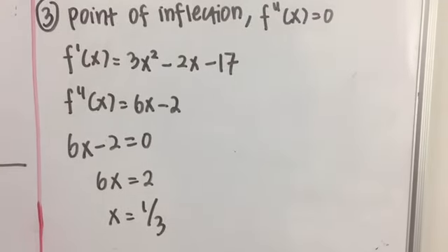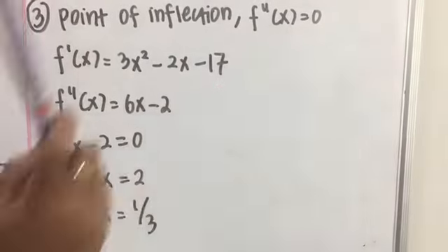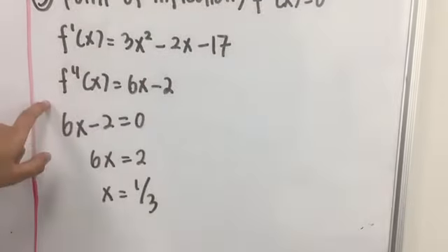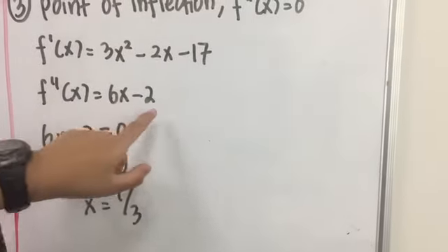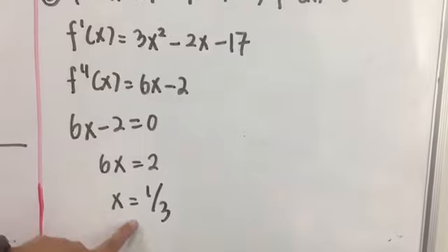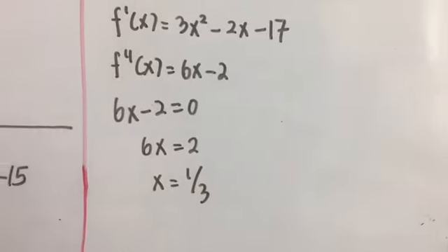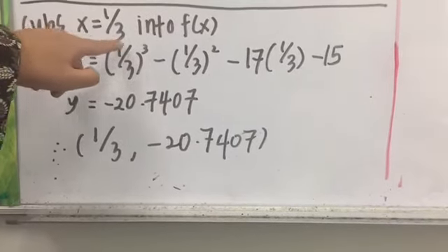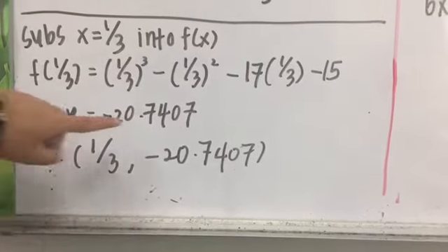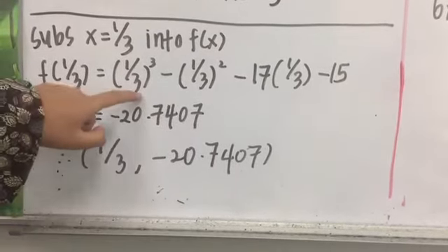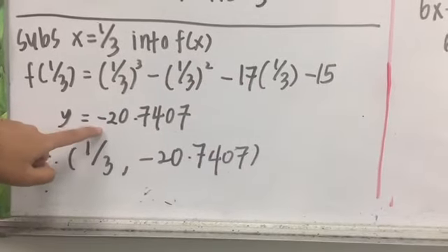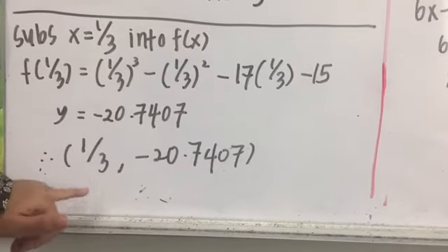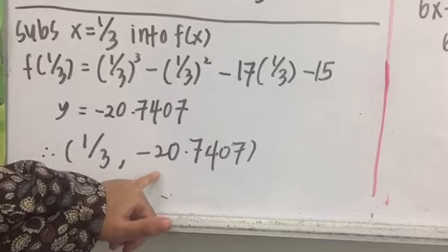Next, for the point of inflection, we set the second derivative equal to 0. The first derivative was 3x² − 2x − 17. Hence, the second derivative is 6x − 2 = 0, and we get x = 1/3. Then we substitute x = 1/3 into f(x) to get the value of y. We get y = −20.7407, and the point is (1/3, −20.7407).